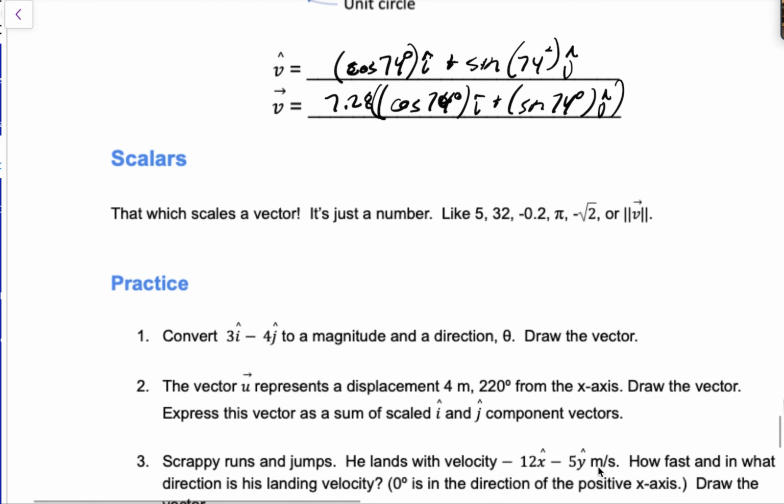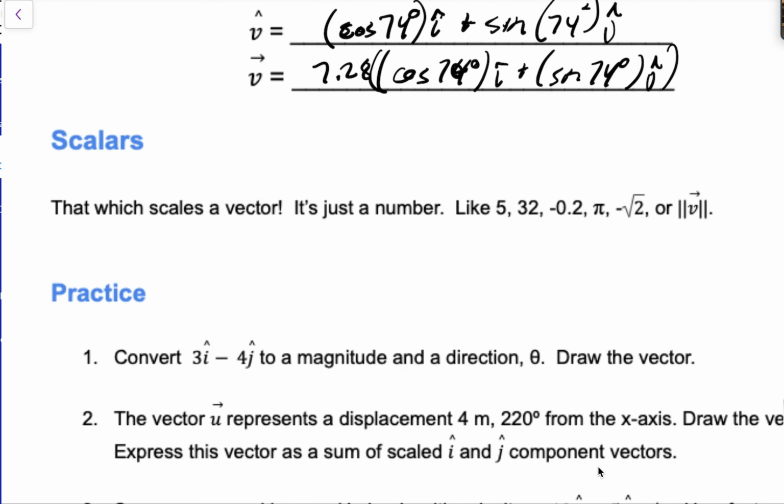All right, scalars. A scalar is simply that which scales a vector. It is a number, like you're used to numbers, real numbers. Maybe imaginary numbers sometimes, but let's stick with real numbers. 532, minus 0.2, pi, minus the square root of 2, or the magnitude of vector v. All of those are scalars. These are numbers without direction. That's why they're called scalars. So there's two kinds of numbers, the vector and the thing that scales a vector.